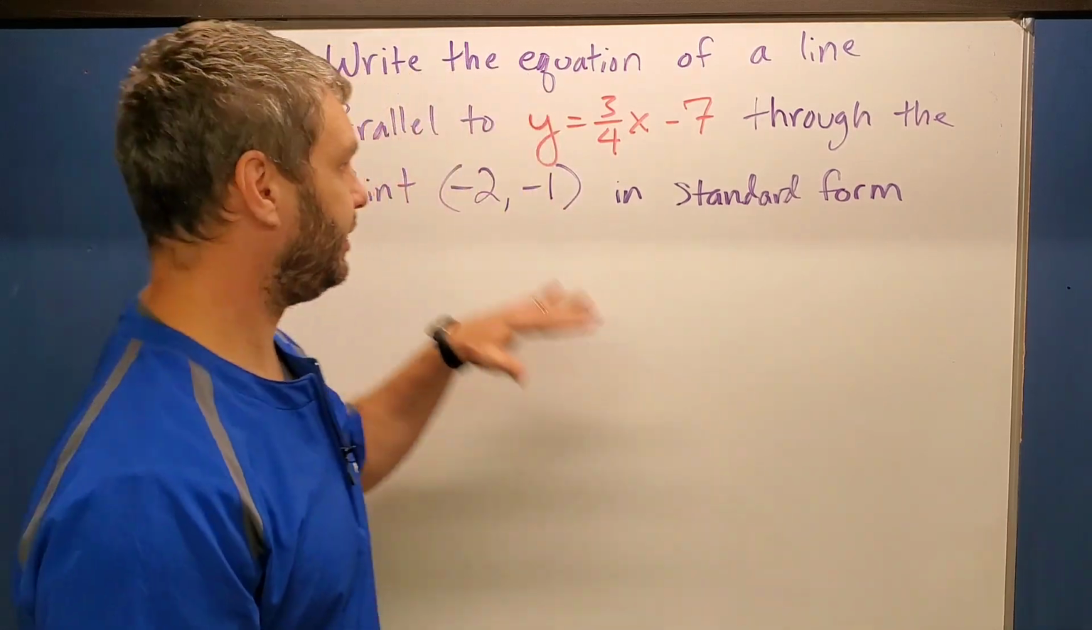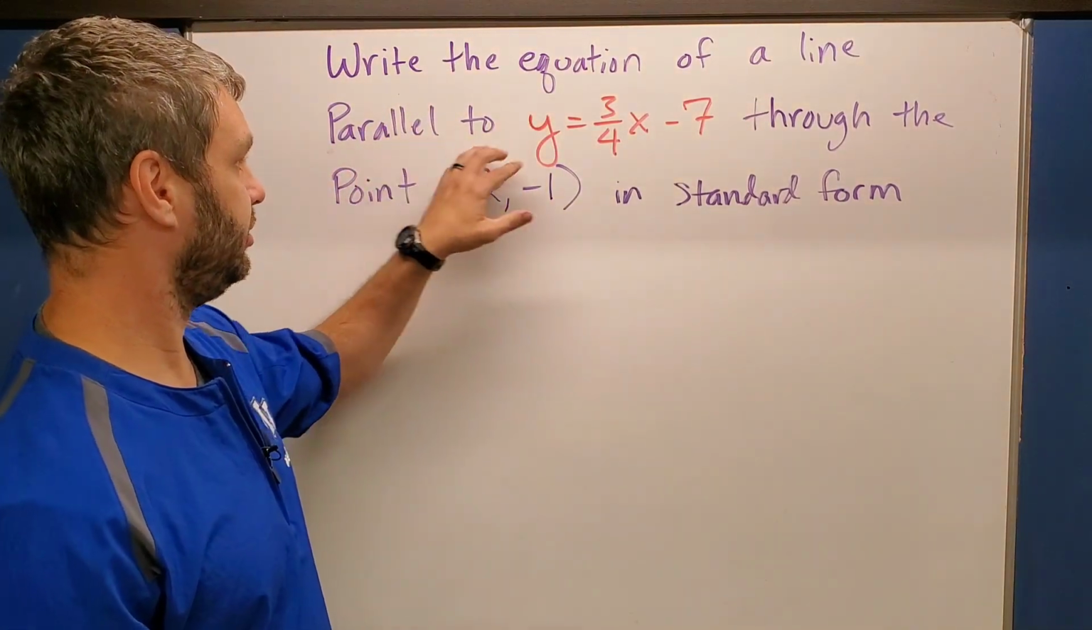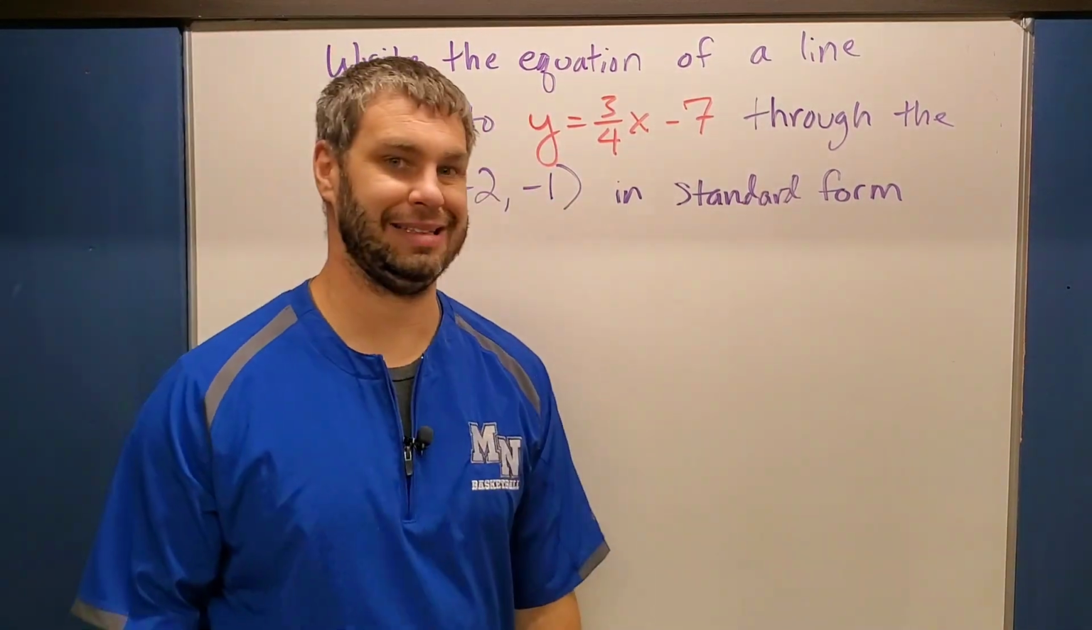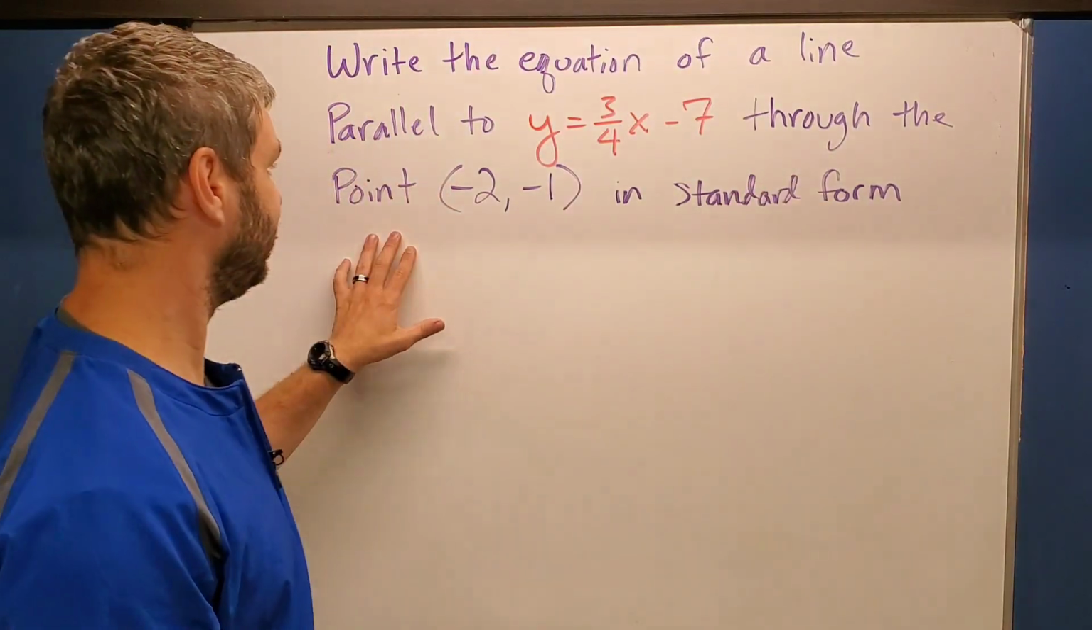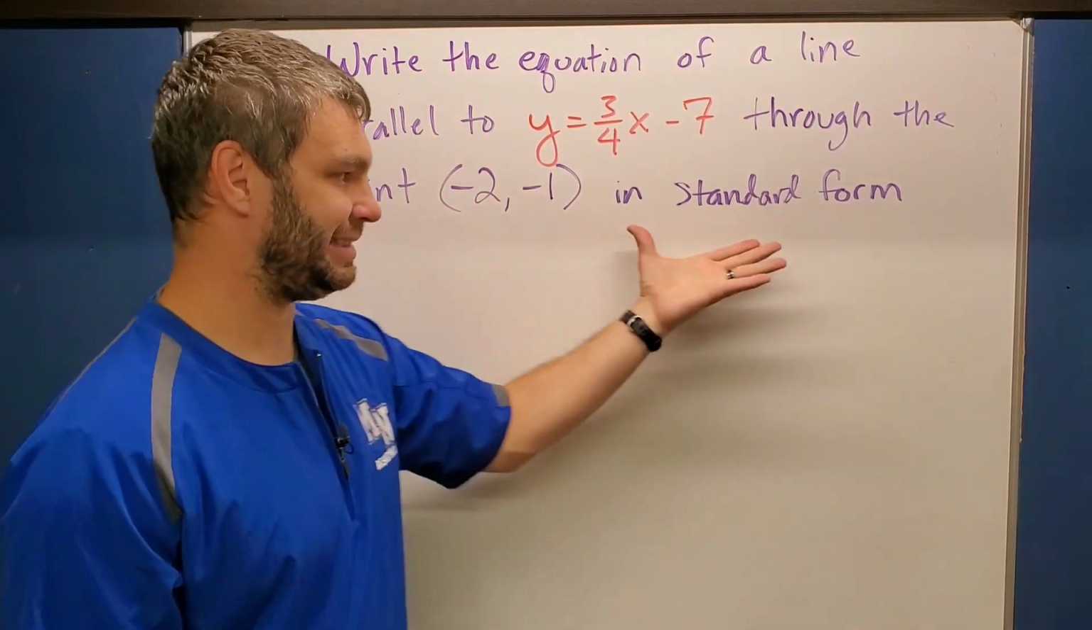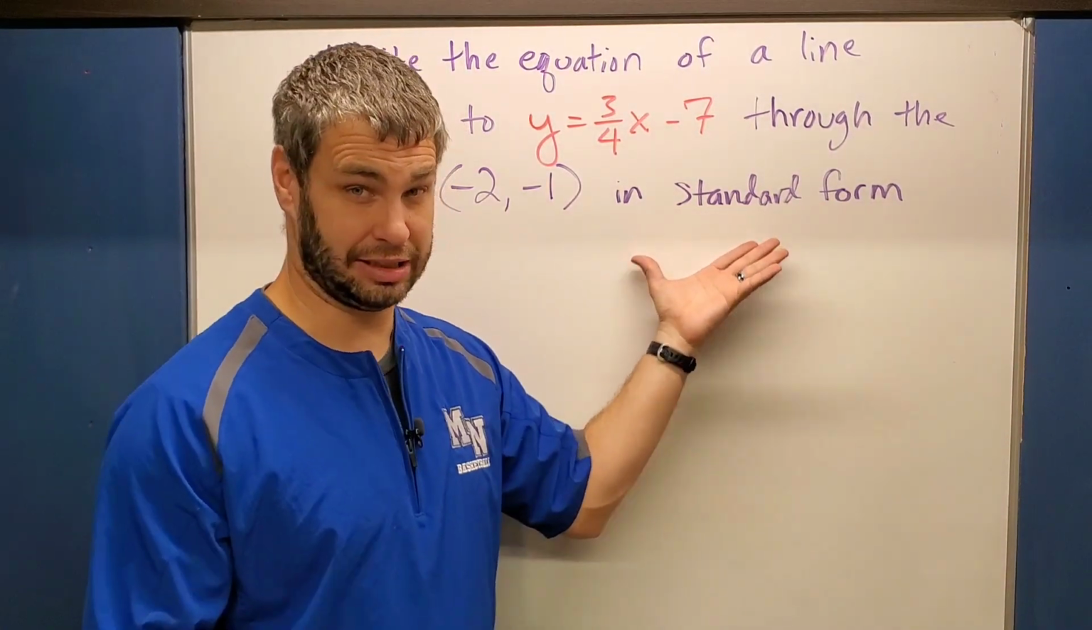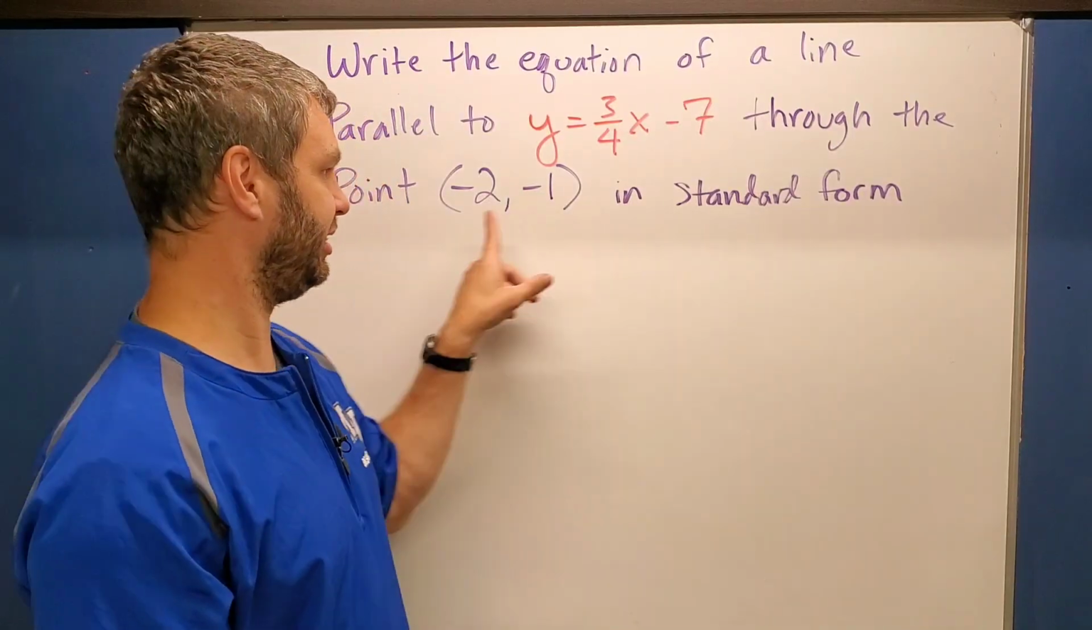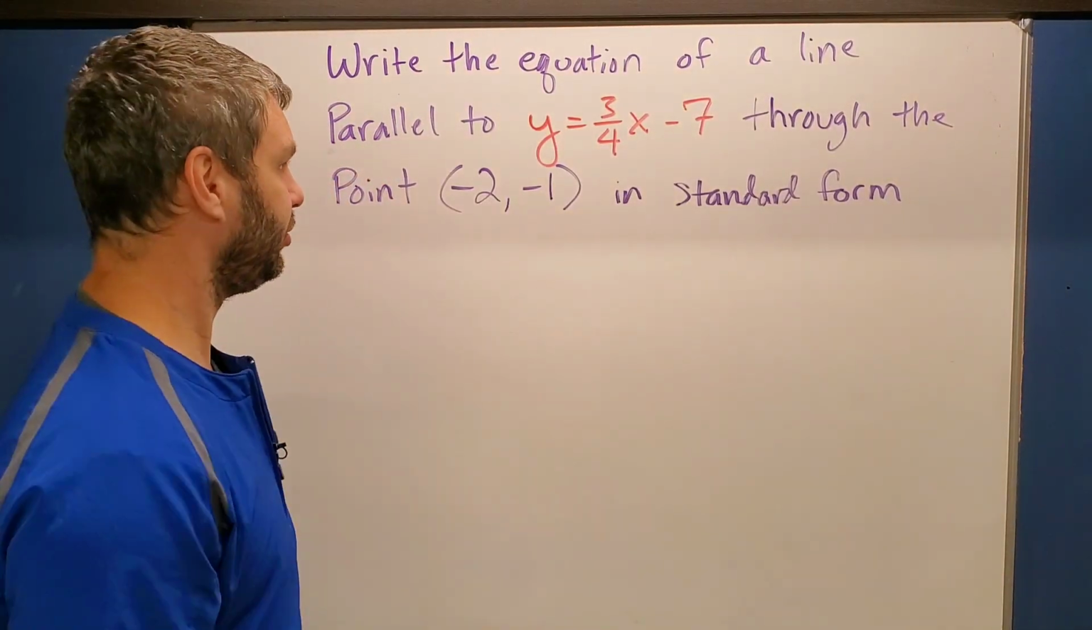This question asks us to write the equation of a line that's parallel to the equation y equals 3/4 x minus 7, that also goes through the point (-2, -1), and is in standard form. So kind of a lot going on here. If yours doesn't ask for the standard form, you can just stop after this part. But let's look at what they give us.